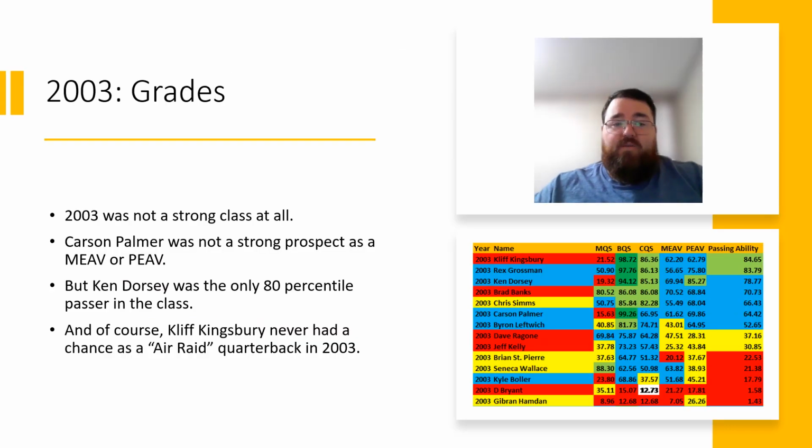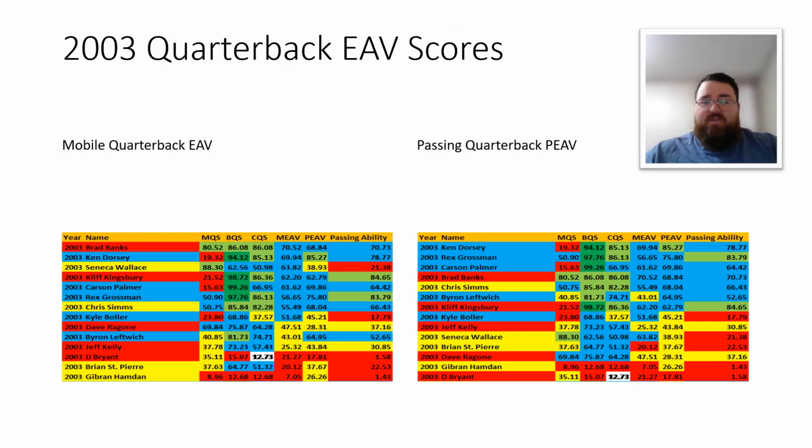Moving on to 2003. 2003 was not a strong class at all. Carson Palmer was not a strong prospect as a mobile quarterback or a passing quarterback. Ken Dorsey was the only 80 plus percentile passer in this class. And of course, Cliff Kingsbury never had a chance as an air raid quarterback in 2003.